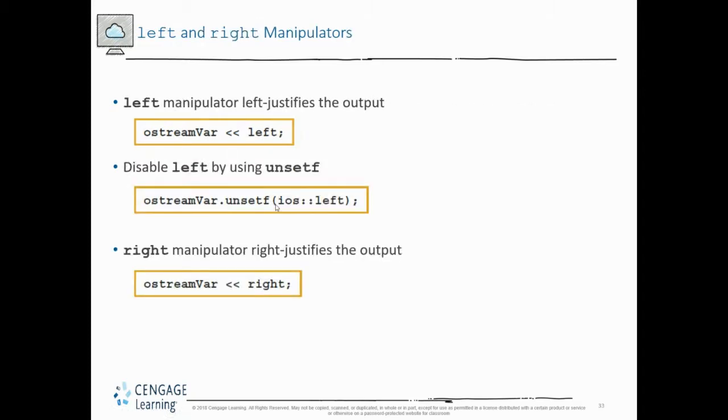Left manipulator, same, it's just doing this. Left justifies the output. Again, I'm not going to talk about disable. You don't need to disable. Right manipulator, if you want to right justify your output, is just, again, taking your stream.